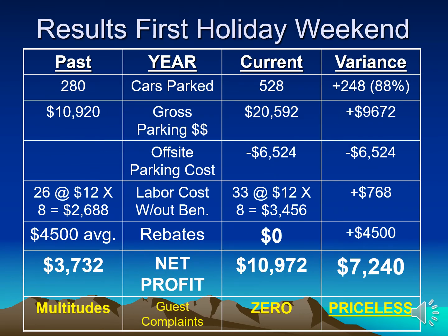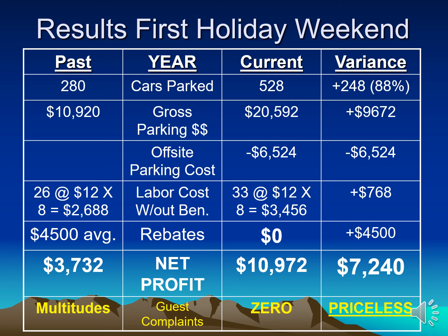So, first holiday weekend. In the past, we parked 280 cars, sent everybody else away. We didn't care whether they had a reservation or not. The current, we parked 528 cars, and we unloaded them all. We parked half of them off-site. We parked 290 in the garage for the hotel, and we made everybody happy.